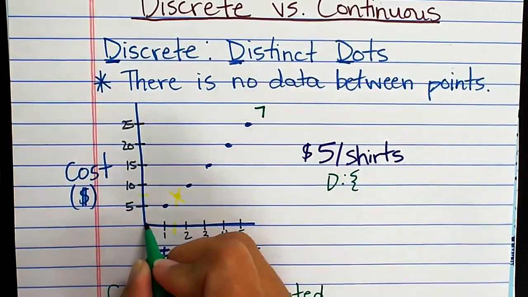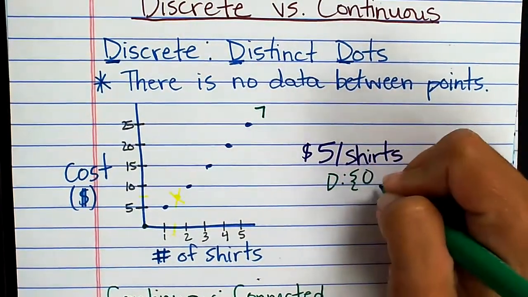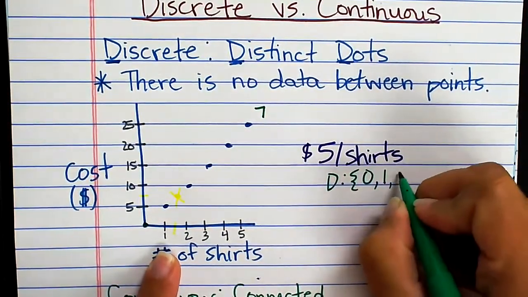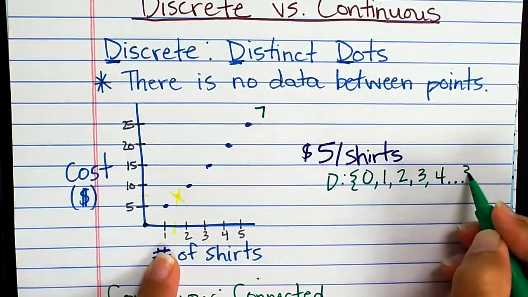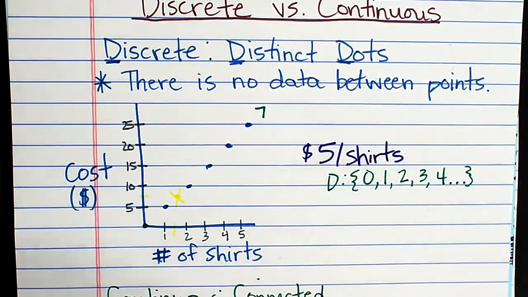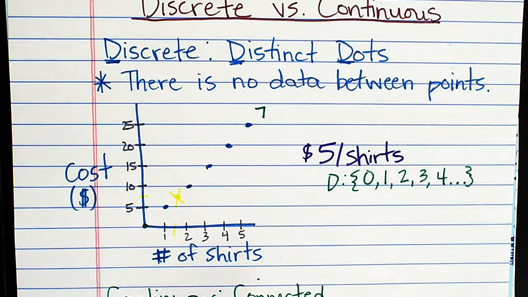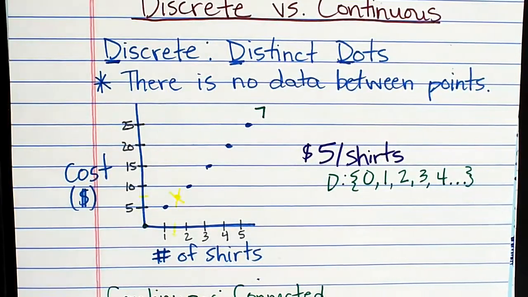Now let's just think realistically. Could I buy zero shirts? Yeah, I guess I could buy zero shirts and it would cost me $0, right? Can I buy one shirt? Yes. Can I buy two shirts? Three shirts, four shirts. I can continue to buy shirts. We use those little bracket symbols to write domain and range. So the notation we're going to use when we're dealing with a discrete graph is listing the exact values that are possibilities in here, okay?